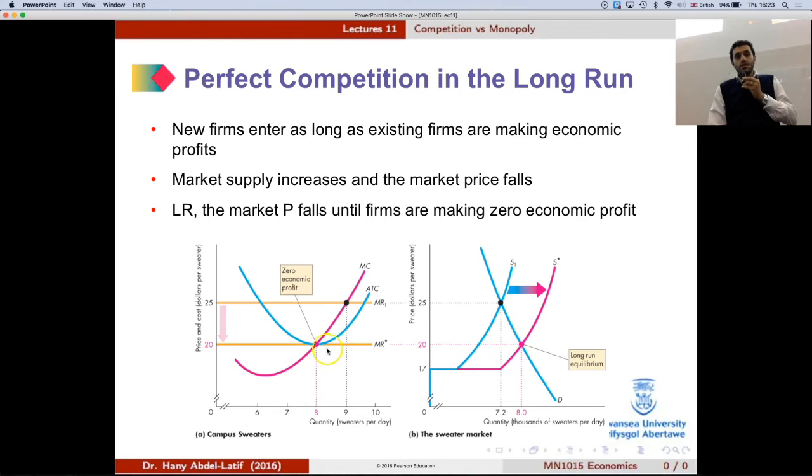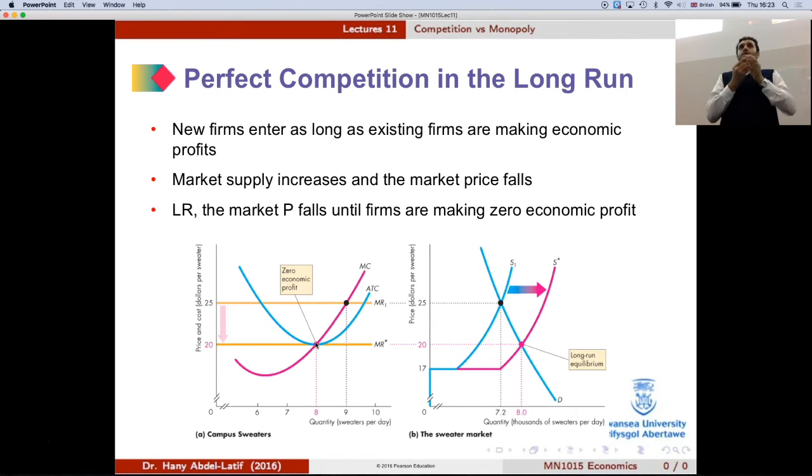How do I know this? If you look at this point here, this is where the marginal cost cuts the marginal revenue. So the profit maximizing output level is 8 units. And at this point, you see that the average total cost is exactly equal to the revenue. So that means they make zero economic profit. That's the main point here.